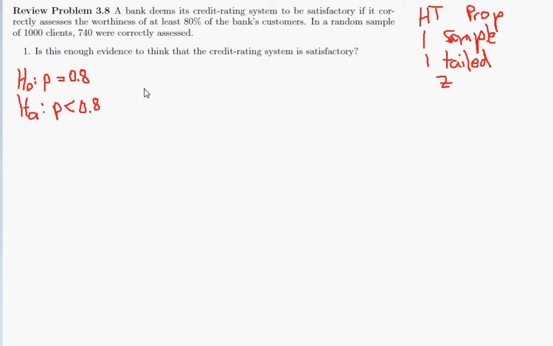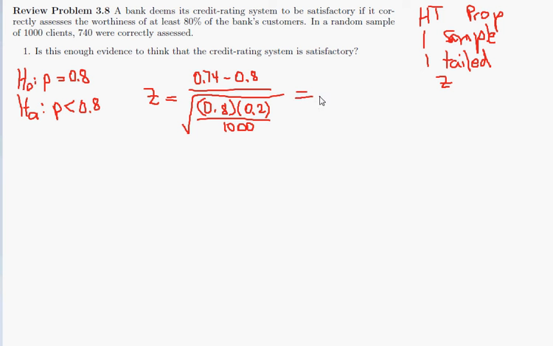Okay, so we now get our test statistic z. So this will be the observed value of 0.74 minus the expected value of 0.8 divided by the standard error. And we remember that for the standard error down here, we use the value of p under the null hypothesis if the null hypothesis is correct. So 0.8 as opposed to 0.74, times 1 minus 0.8, divided by the value of n, which is 1,000. And doing the arithmetic, this works out to be negative 4.7434.